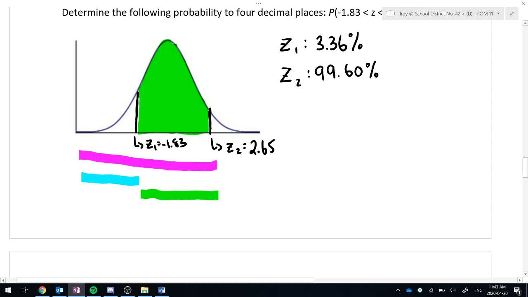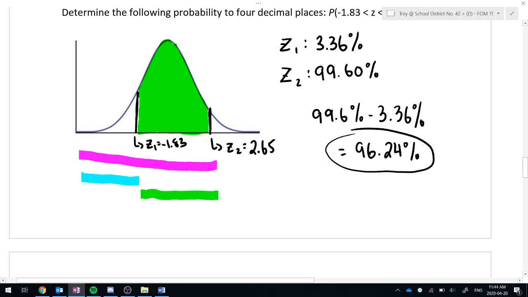All right, so what we're going to do, again, take the larger amount, subtract the smaller amount, and what we're going to be left with is the amount between those two, which is in this case going to be 96.24%. And that's the probability of getting a data point in this area. Okay.